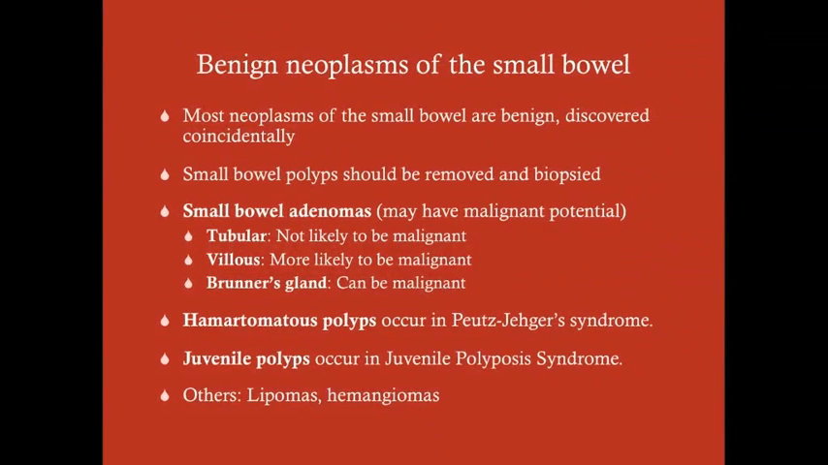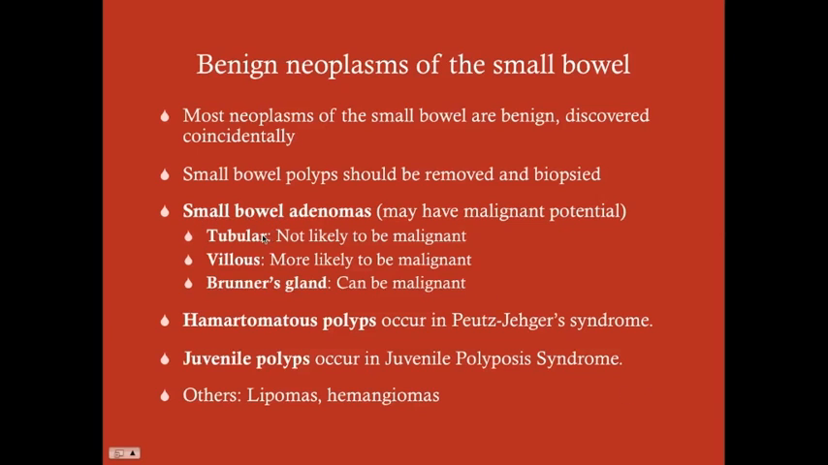Okay, so some of the benign neoplasms of the small bowel, as mentioned, most of them are benign. Small bowel polyps should be removed and biopsied if you do actually find one. Usually you're going to find one either if it's in the duodenum, you can find one on EGD. Otherwise, you'll find it on capsule endoscopy. The adenomas can have malignant potential. They would go on to be adenocarcinomas.